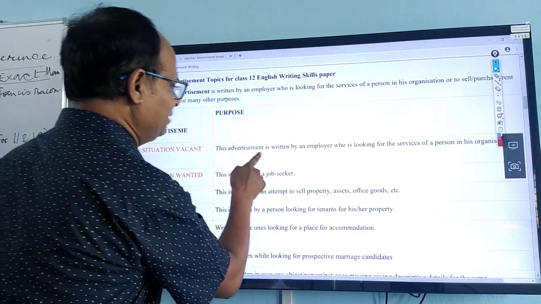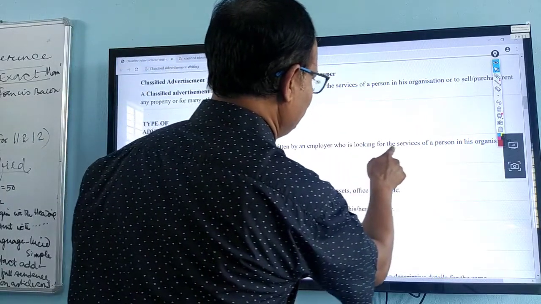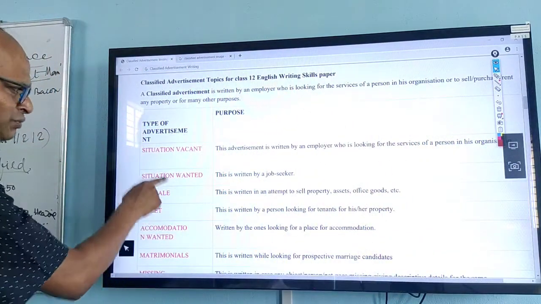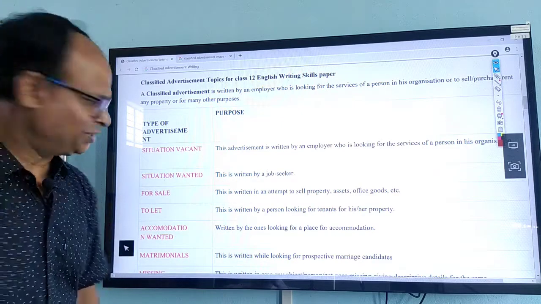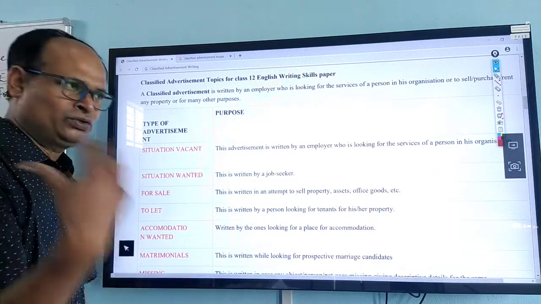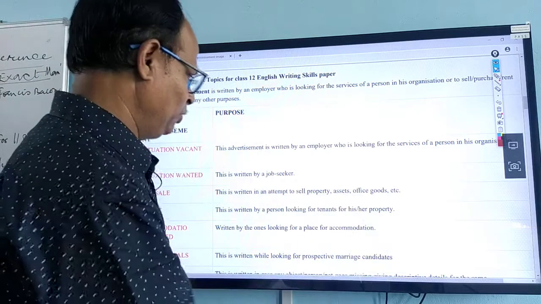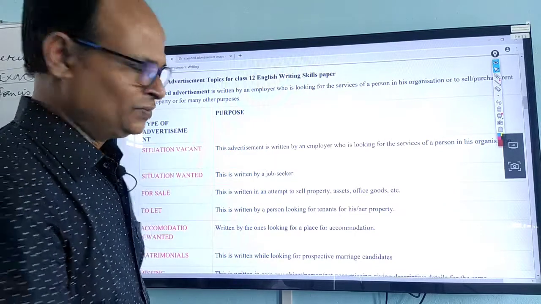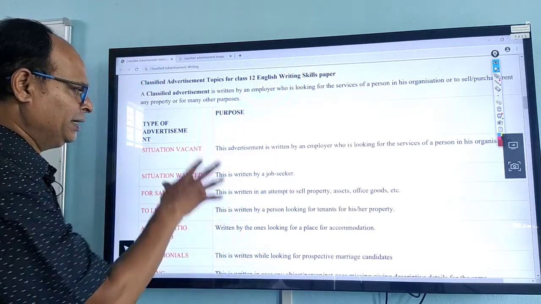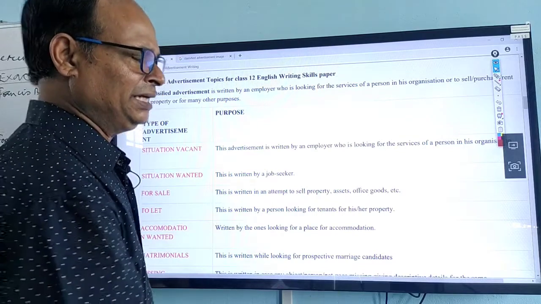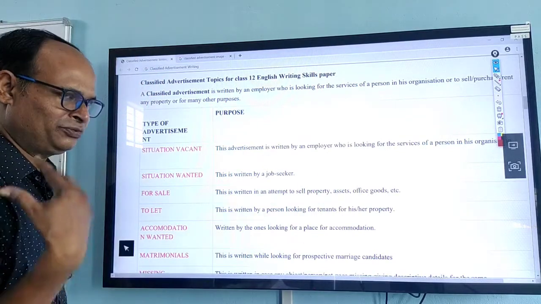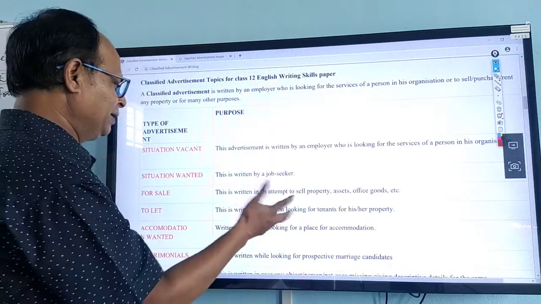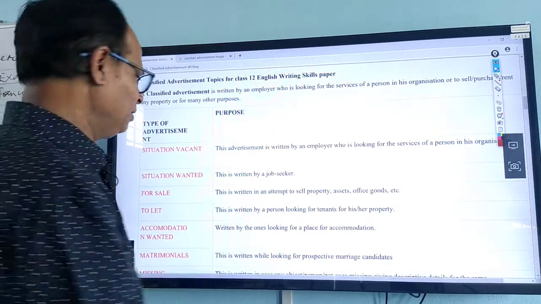Situation vacant: these are advertisements written by an employer who is looking for the service of a person in his organization. Situation wanted: this is written by a job seeker. Suppose you are a postgraduate in engineering and you need a job; you tell about your own experience and give an advertisement. Then the employer will see your biodata or resume, and accordingly you will be given the offer of the job.